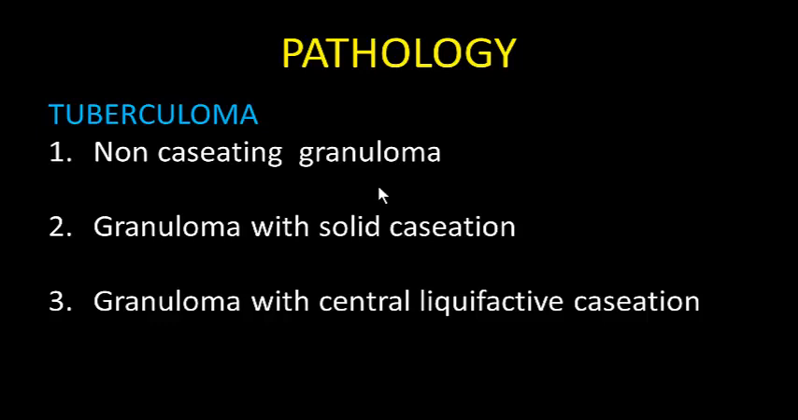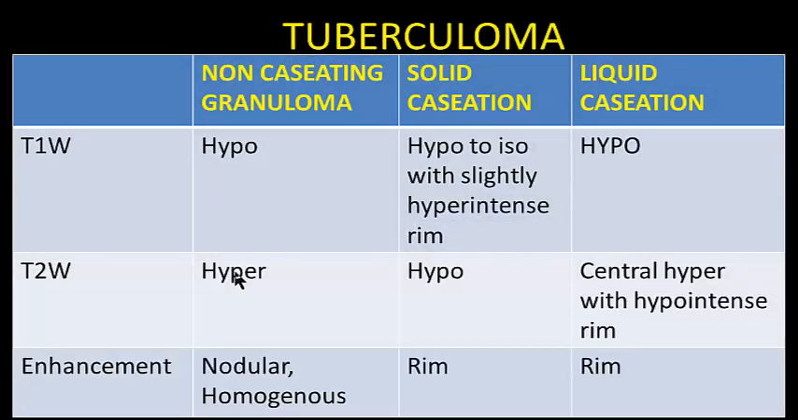There are 3 pathological varieties of tuberculoma that one sees: non-caseating granuloma, granuloma with solid caseation, and granuloma with central liquefaction caseation. Here is an example of how they look on T1, T2 and enhancement. Non-caseating granuloma will be seen as hypo, hyper with nodular and homogeneous enhancement. Whereas tuberculoma with solid caseation will show as hypo or iso, T2 hypo, and a rim enhancement. Whereas in liquid caseation, it will be hypo with central hyperintensity on T2 and hypointense rim with a rim enhancement. Let's see some of these examples.